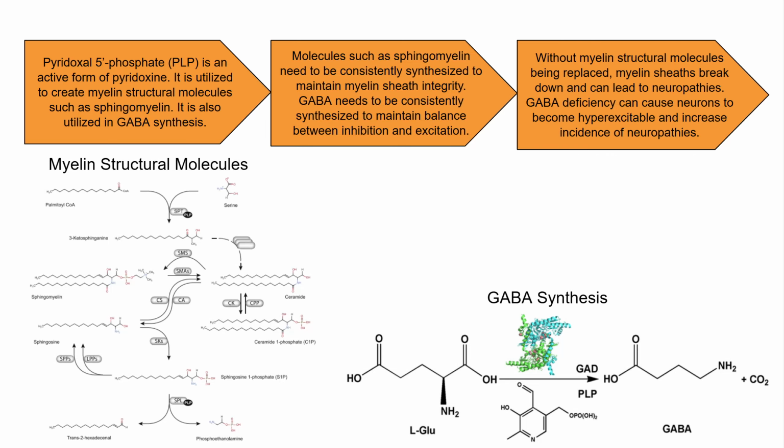All right, GABA. GABA is an inhibitory neurotransmitter, so it has the ability to calm down excited neurons, so to speak. Deficiency of GABA can lead to hyperexcitable neurons, excitotoxicity, which can cause cell death, and increased incidence of neuropathic pain as well as neuropathies. Pyridoxine is also necessary for some myelin structural molecule synthesis, such as sphingomyelin. If sphingomyelin is not regularly synthesized, then myelin can break down, which of course can also lead to neuropathy and muscle weakness.